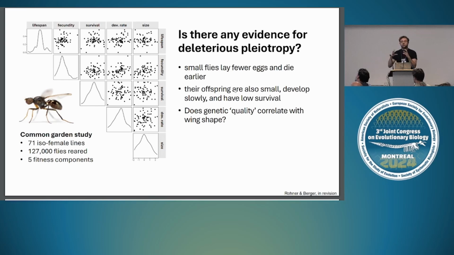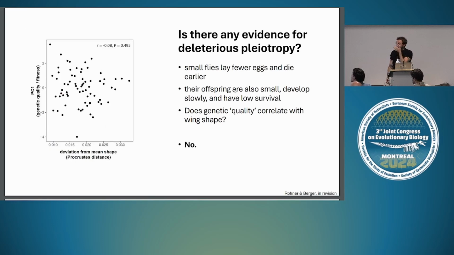That indicates that overall we have this gradient in genetic quality or fitness along those lines, where some lines just perform better than others. Now we can ask, does this gradient of genetic quality correlate with wing shape, as would be expected if there were the possibility for deleterious pleiotropy? We really tried a lot of different analyses, but we don't find anything. There's no relationship between wing shape, genetic differentiation in wing shape, and these fitness components that are not per se related to flight.